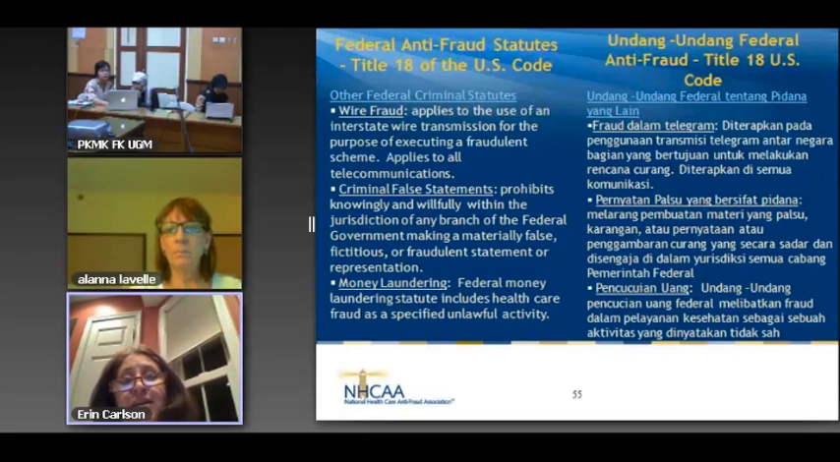And these are all different types of non-healthcare laws that can be applied to a healthcare case. So it gives some teeth for the government. It allows us to punish people and to make examples of people who commit this large-scale fraud.